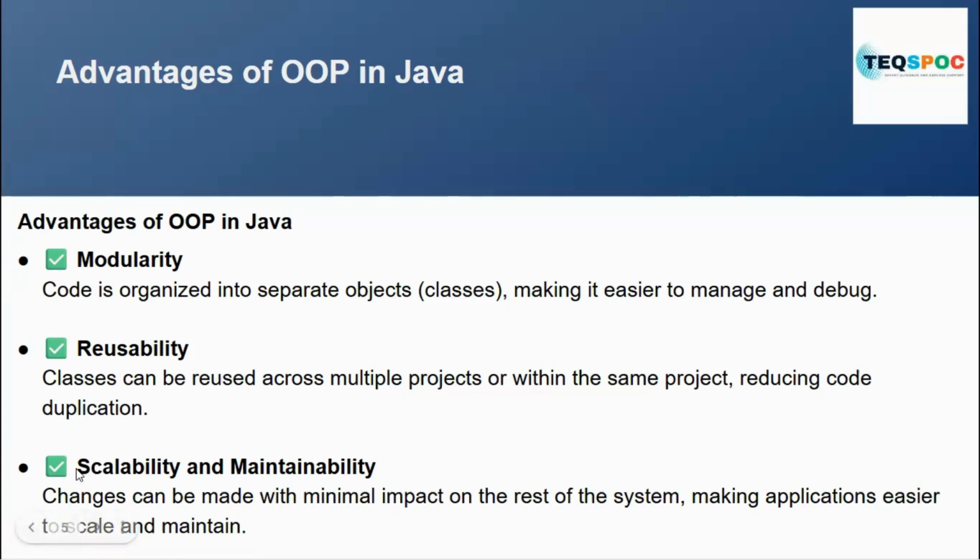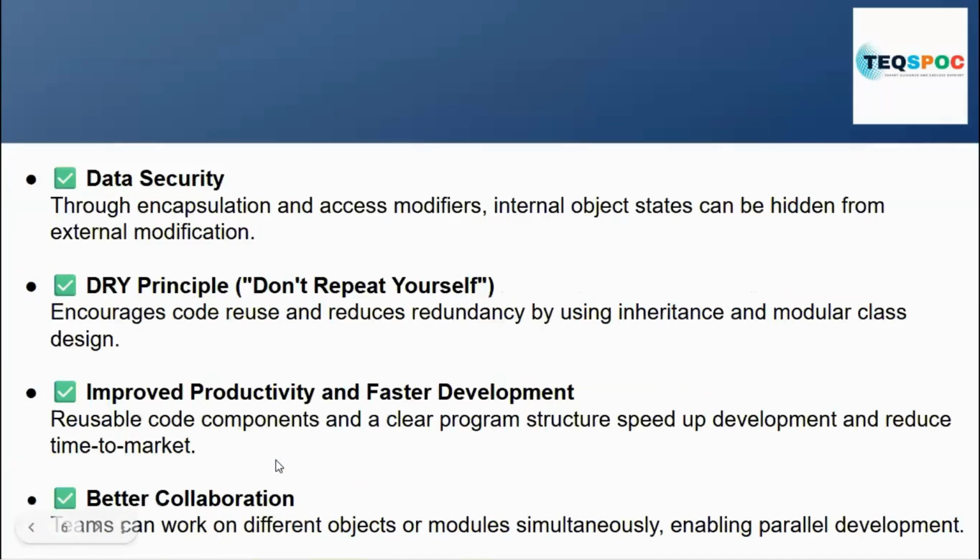Then we have scalability and maintainability. Scalability means with the OOPS concept we can scale, and maintainability means changes can be made with minimal impact on the rest of the system, making the application easier to scale and maintain. Third is data security. Through encapsulation our data is secure. We access the data only with the help of getters and setters; without them we cannot access the data. That is data security with the help of encapsulation.